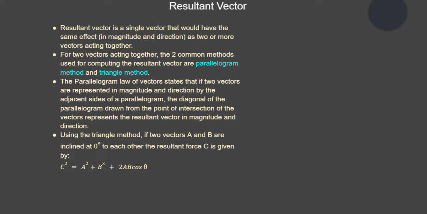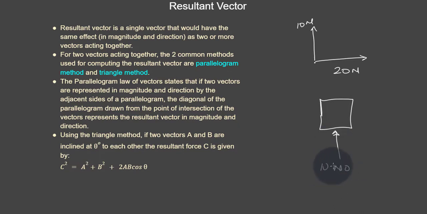So let's say I have two vectors, one acting upward. Let's say this is 10 Newton, and I have another vector acting along the x-axis, and this time around, let's say this is 20 Newton. Now the question is, what would be the combined effect of these vectors? In other words, imagine there is a block with a 10 Newton force acting upward, and you have another force. Let's say somebody is pushing this block along this direction, 20 Newton.